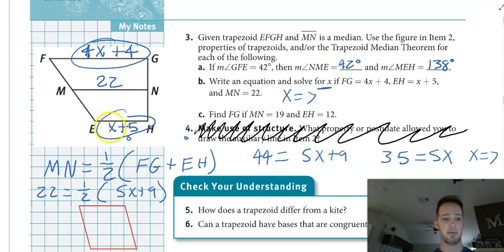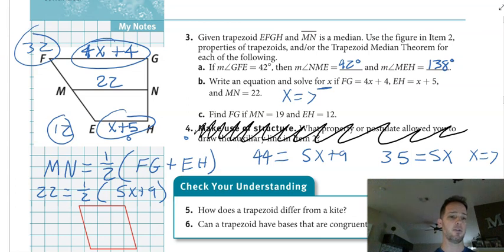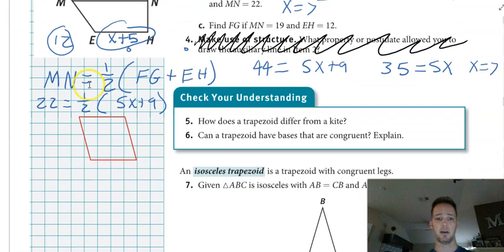So 7 plus 5, we do get 12 here. And 7 times 4 is 28, plus 4 is 32. If I add these two pieces together, I get 44. Half of 44 is 22. So checking my work, it does verify that I did correctly find the median of that trapezoid. All right, let's keep on moving along.